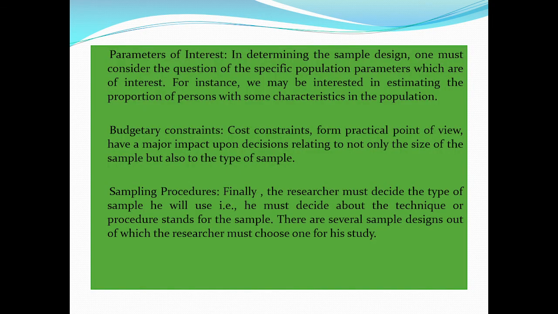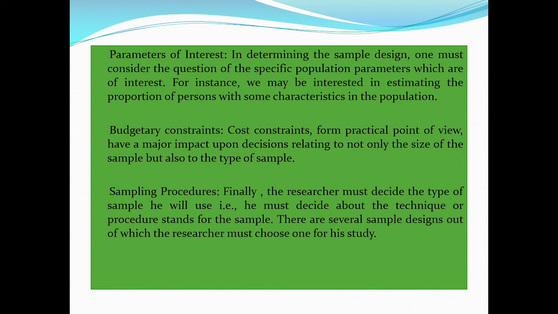Next is the parameters of interest. In determining the sample design, one must consider the question of the specific population parameters which are of interest. For instance, we may be interested in estimating the proportion of persons with some characteristics in the population, or we may be interested in knowing some average or the other measures concerning the population. There may also be important subgroups in the population about whom we would like to make estimates. And all these have a very strong impact upon the sample design we would like to choose.